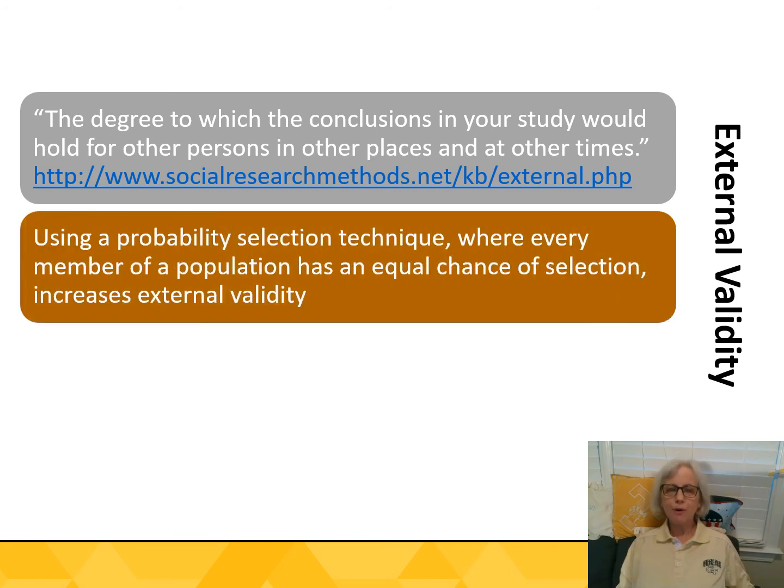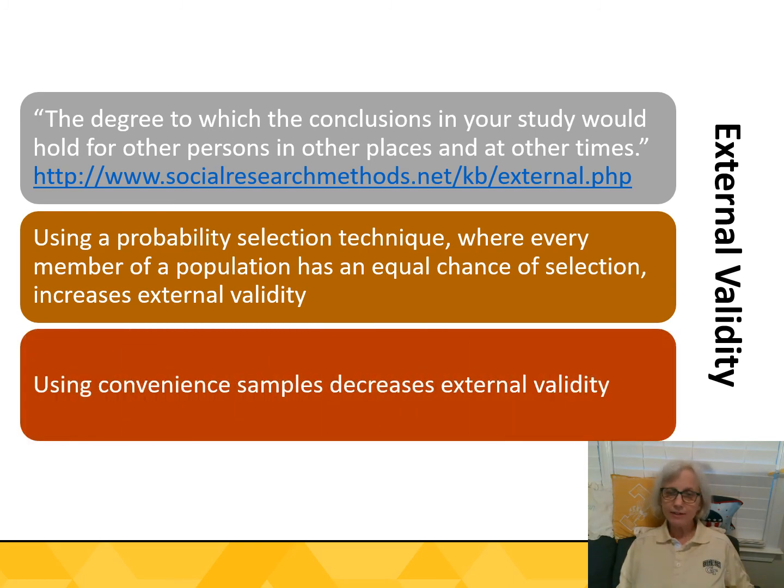When you use a probability sample selection technique where every member of a population has an equal chance of being selected, you increase the external validity of your study. Using convenience samples or the equivalent online reduces the external validity of your study.